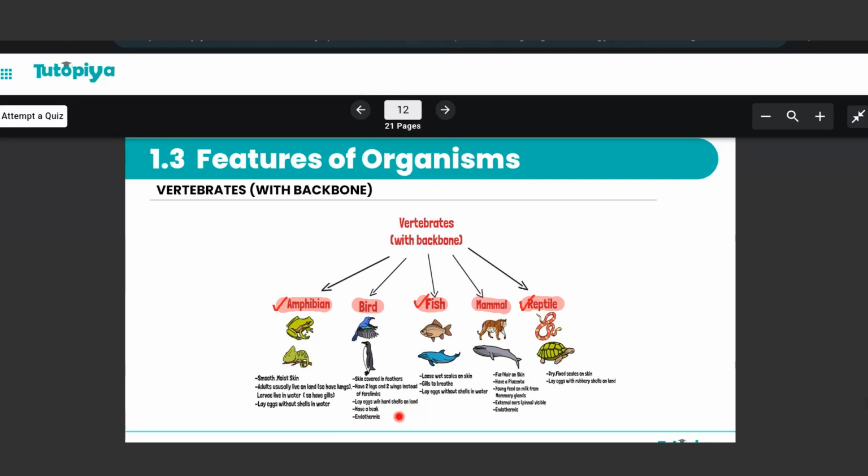And let's take a look at this last feature given here. Birds are endothermic. Now, what does it mean to be endothermic? The term endothermic means that birds are able to control their internal body temperature. This is a feature seen only in the birds, which we have just discussed, and the mammals. Only these two groups of vertebrates have the ability to control their internal temperature. All right, so that brings us to the final group of vertebrates, which are the mammals.